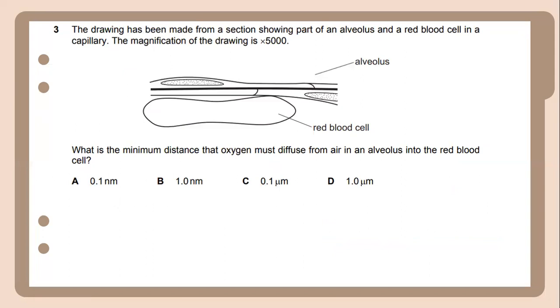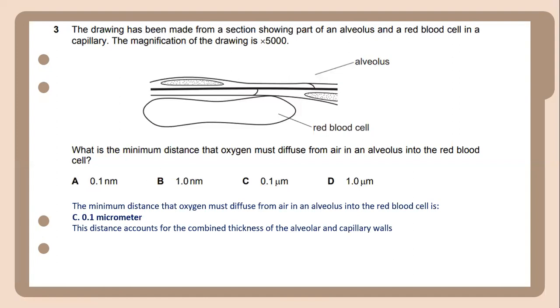The drawing has been made from a section showing part of an alveolus and a red blood cell in a capillary. The magnification of the drawing is multiplied by 5,000. What is the minimum distance that oxygen must diffuse from air in an alveolus into the red blood cell? The minimum distance is 0.1 micrometer. And this distance accounts for the combined thickness of the alveolar and capillary walls.